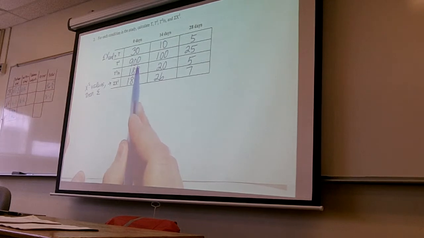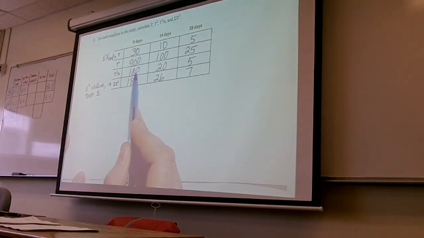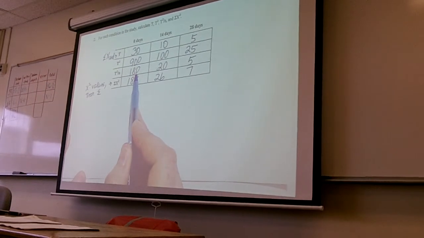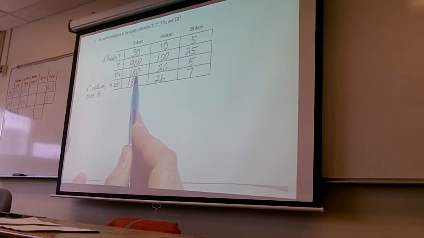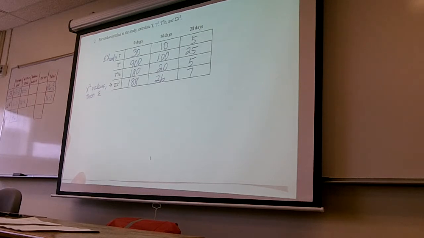Oh, wait. 900 divided by 5? I did 30 squared. No. 900 divided by 5 is 180. We're good? Okay. So, are we all clear on where all of these numbers came from? Notice these are exactly the same. Yeah, Brent. Sum of X squared. The sum of X squared.